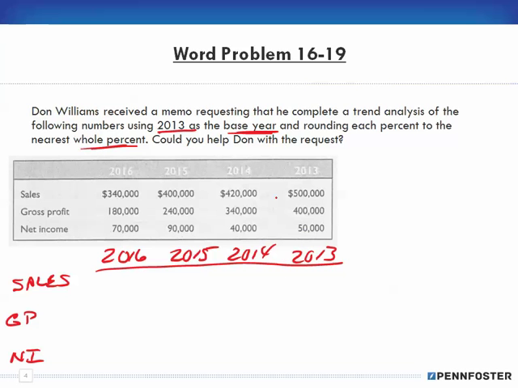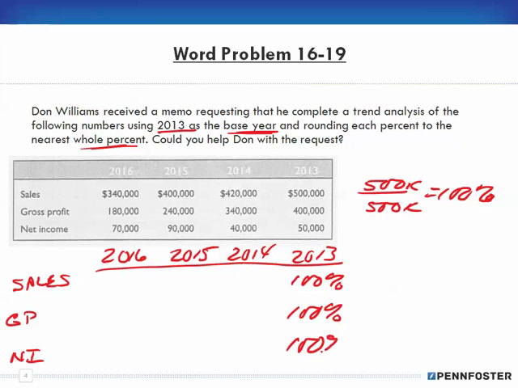Since the base year is 2013, the way this works is you take the 500,000 and divide it by the 500,000 because it's the base year, so that means it's going to be 100%. So all of the figures for 2013 end up being 100%. I don't have to do the math for those figures because it's the base year.